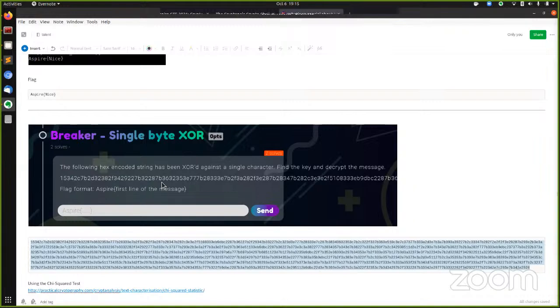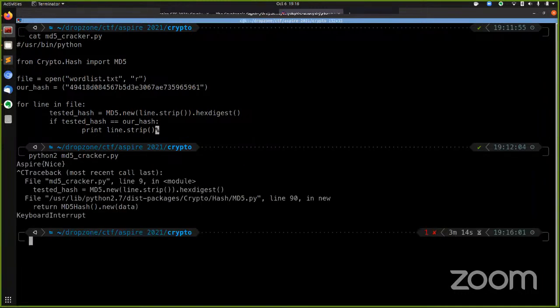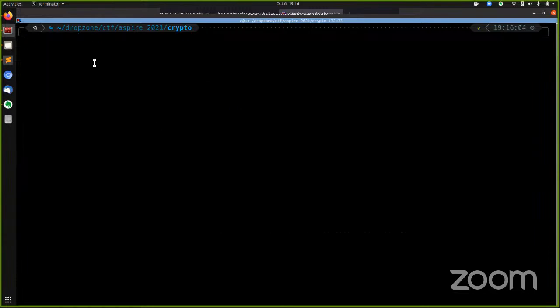Aspire, and then have the first line of the message in between the brackets to provide our flag. So before we start on that, as you can see, the password has been cracked from the previous challenge. So I think we can close this and move on to this new challenge.